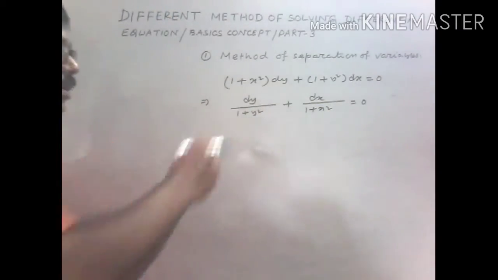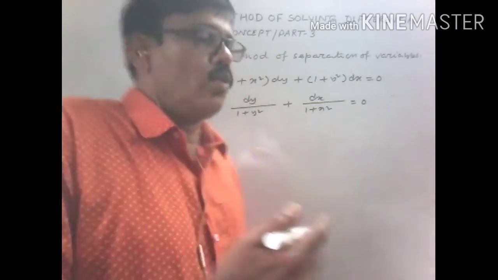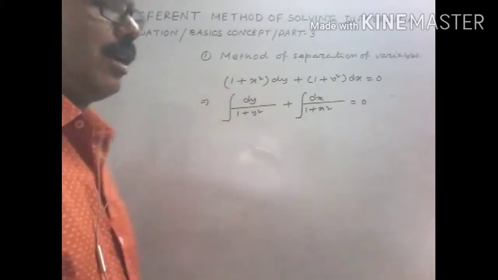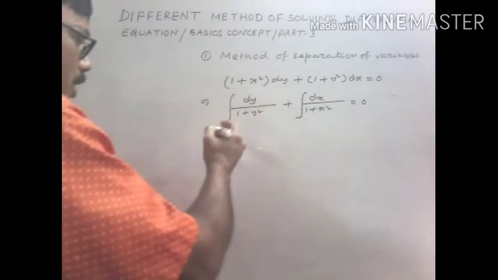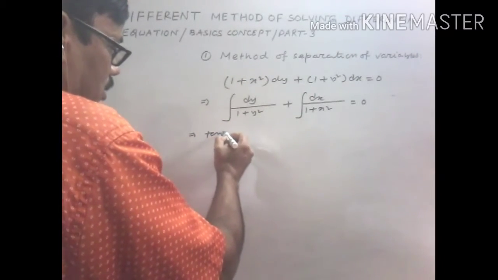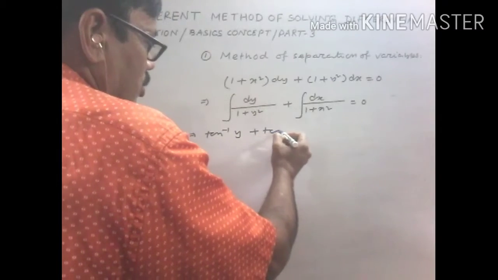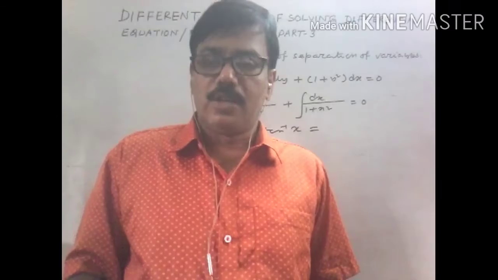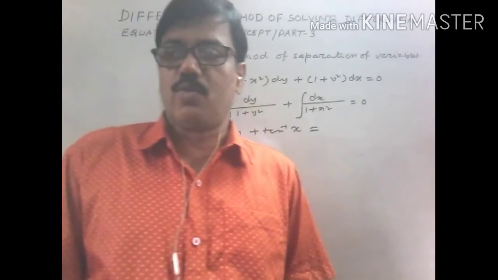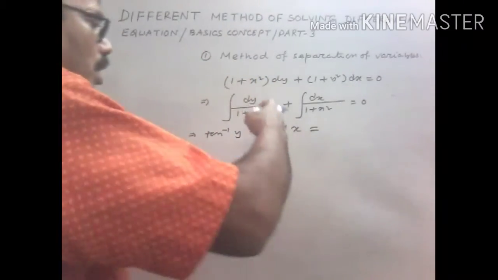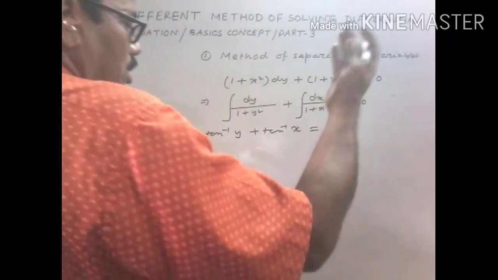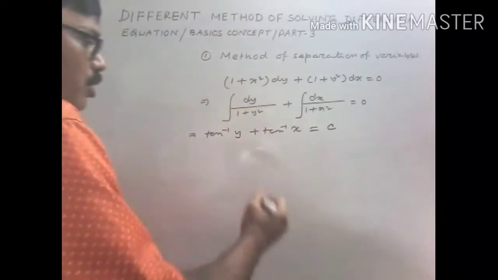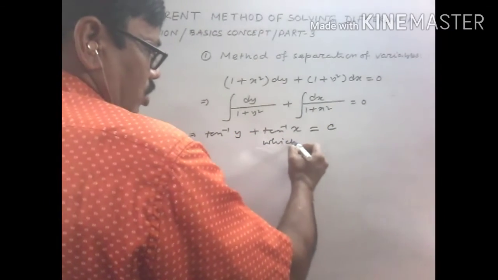Now look, here the variables are separated. Now we can integrate. So integrating, we get: the integral of this is tan inverse y, and this is tan inverse x. This is a first order differential equation, so the general solution will contain one arbitrary constant. Take one arbitrary constant to the left or right. So suppose this is C, which is the general solution.